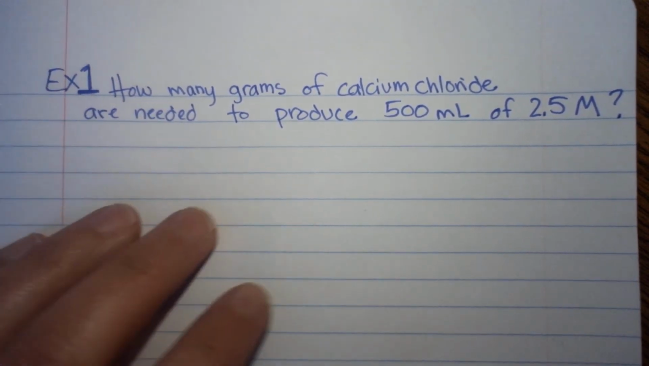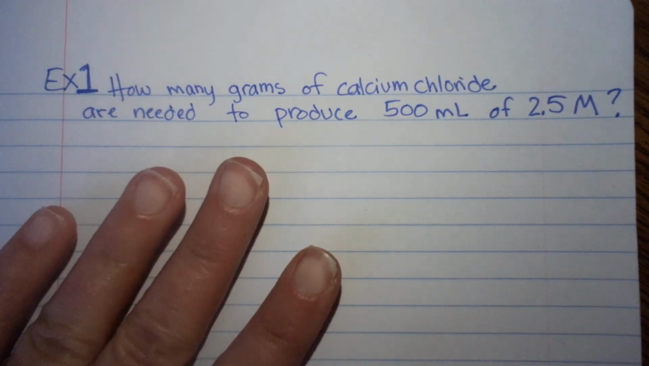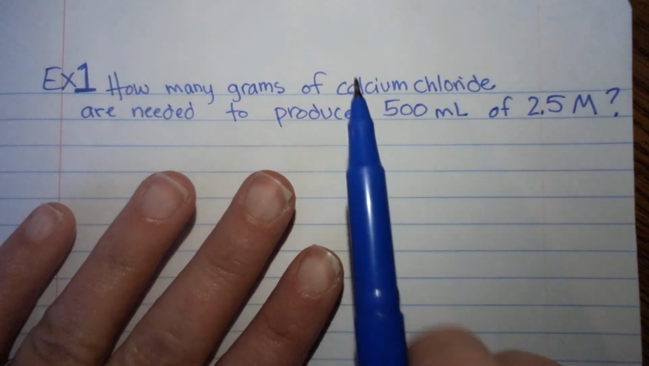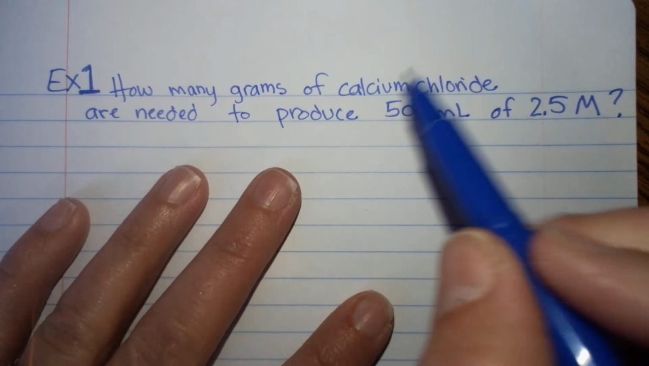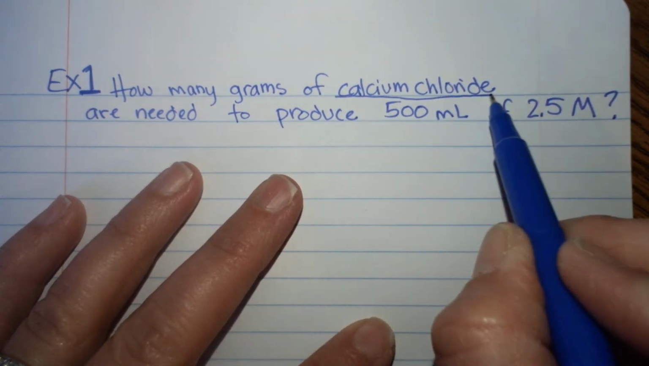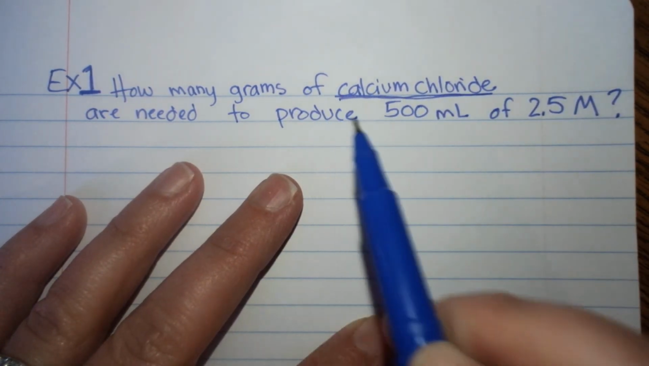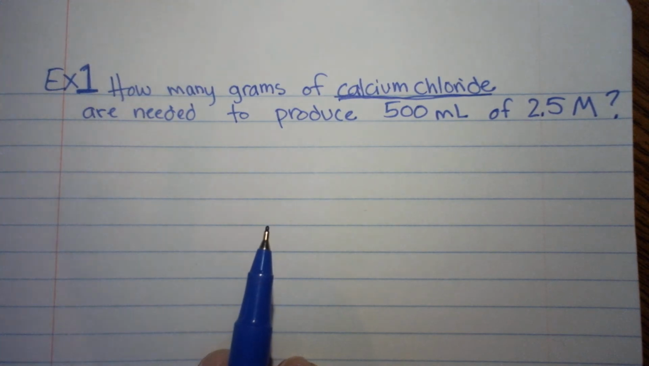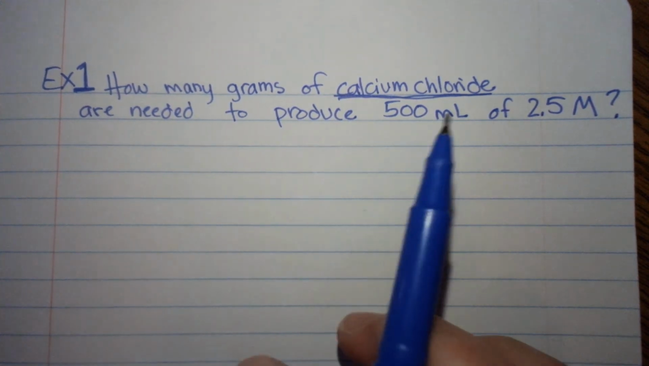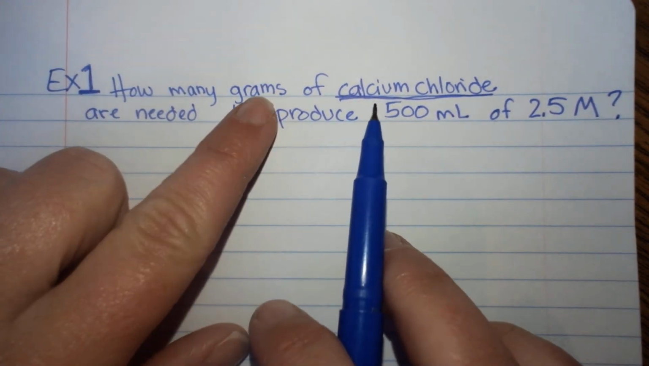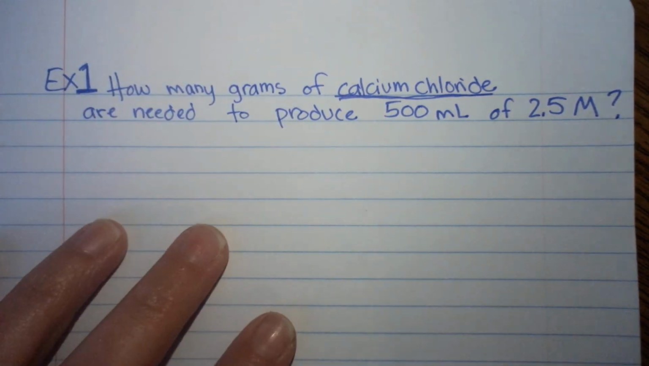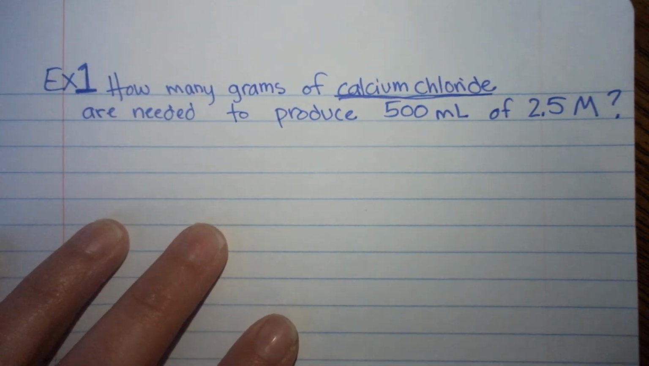The first thing that we got to look at is calcium chloride. I know that I'm going to need a formula for this because back in our notes we talked about moles. So in order to figure out grams to moles, I know I'm going to have to figure out a molar mass somewhere in there.